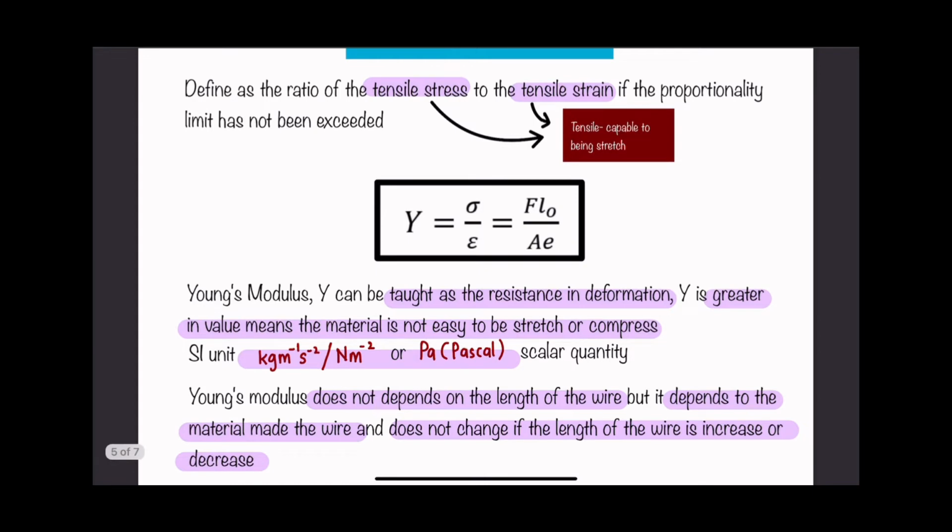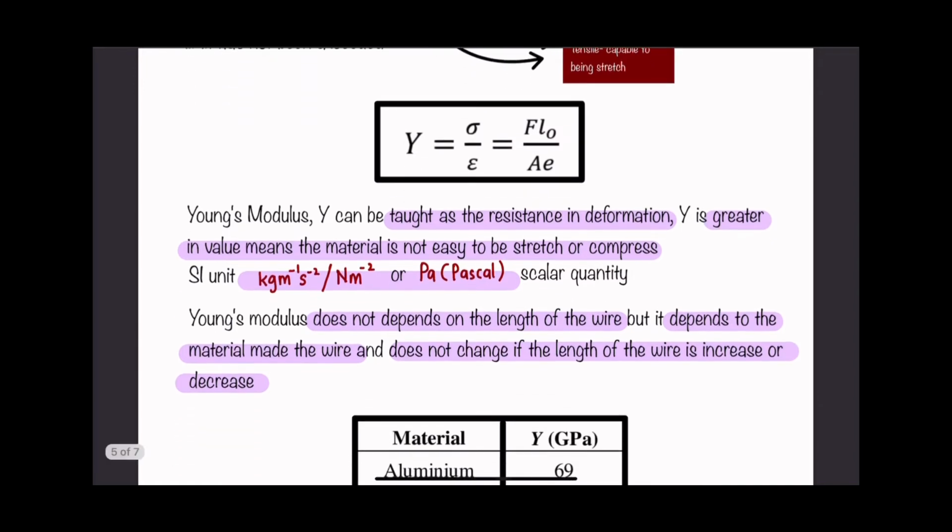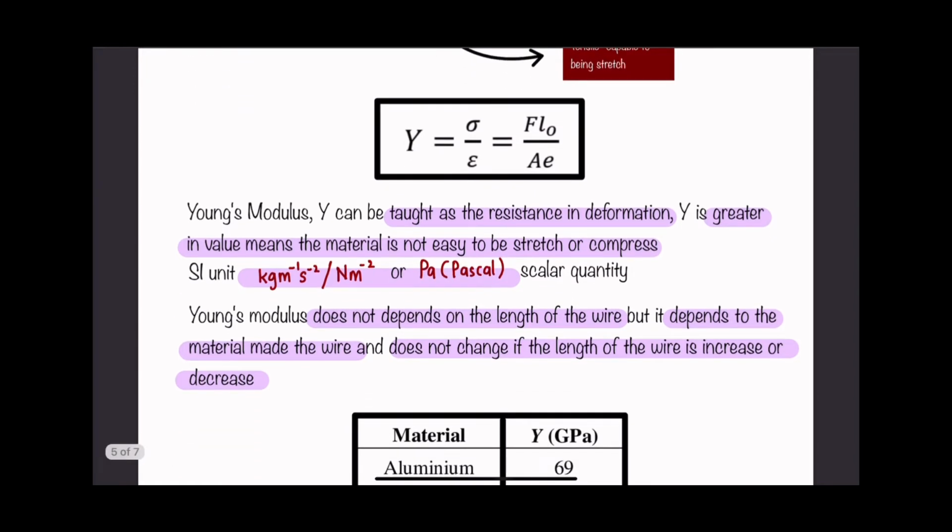Okay, so what is Young modulus actually? Okay, Young modulus can be thought of as the resistance to deformation. Maksudnya penentangan terhadap perubahan dia. Okay, maksudnya perubahan bentuk dia. Okay, jadi kalaulah dia punya Y tu tinggi, the value means that the material is not easy to be stretched or compressed. Maksudnya dia kuat lah. Okay? Dia kuat. Dia tegap. Okay, macam itulah. So unitnya adalah kg m^-1 s^-2, N m^-2 or Pascal.